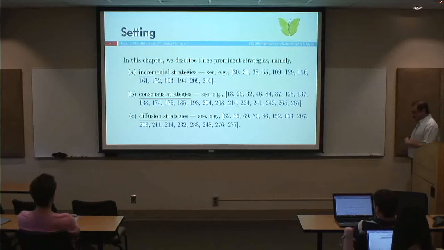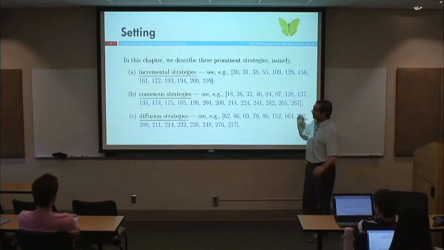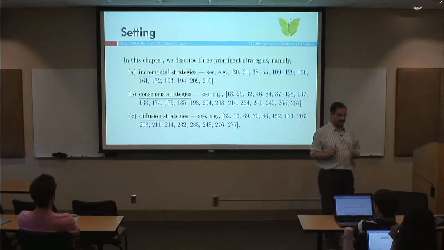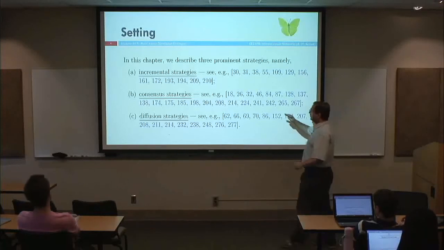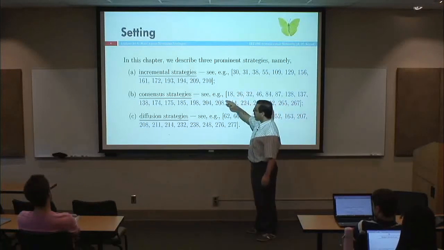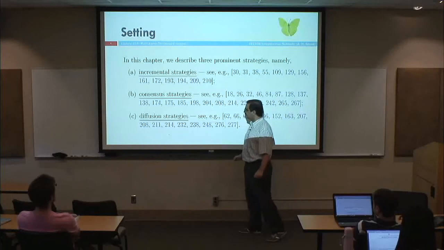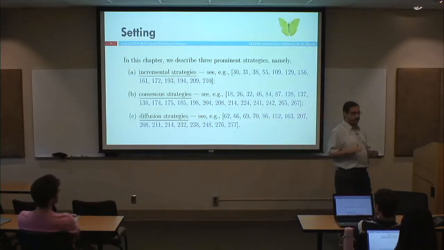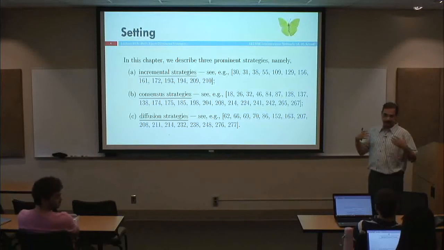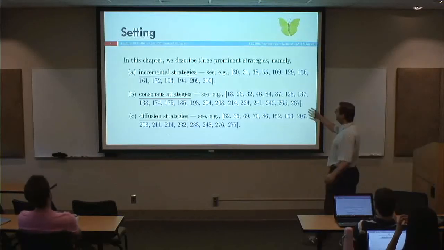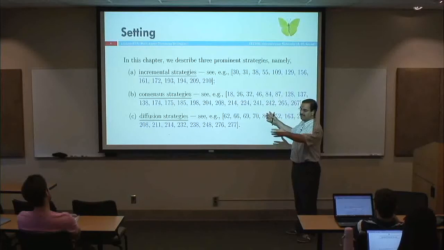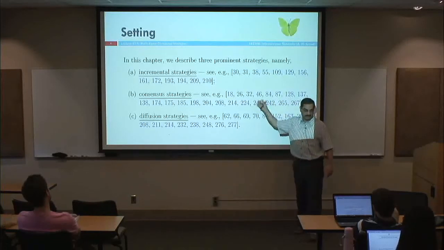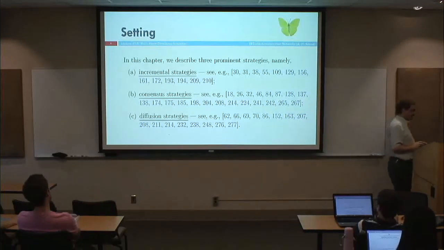Now, in this lecture, I will be talking about 3 classes of strategies that are widely used: incremental strategies, consensus strategies, and then diffusion strategies. And I will explain what the differences are, and what are the properties for the purposes of adaptation and learning. These numbers that you see here are just references in the text to many articles related to these topics, okay?